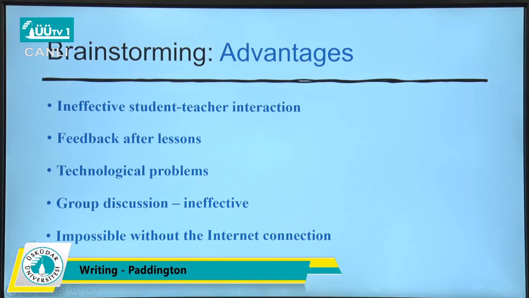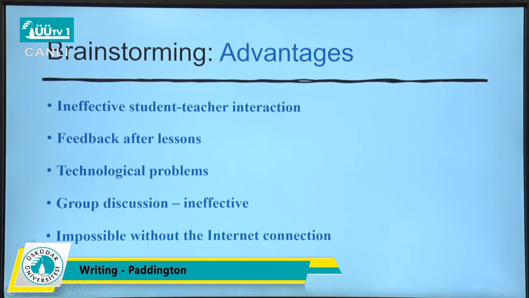This is a disadvantage. And another one is feedback after lessons, for example. Because online lesson capacity is very, very huge, maybe your teacher doesn't have enough time to give feedback because you have to write a report after each homework. So it takes time and it could be slow, some people believe. Also, the next one here is technological problems. Some students, for example, don't have internet at home. Some students don't have laptops or computers or even a phone.